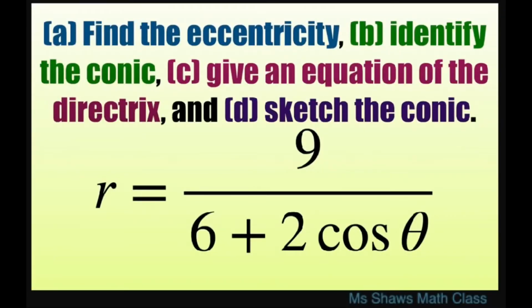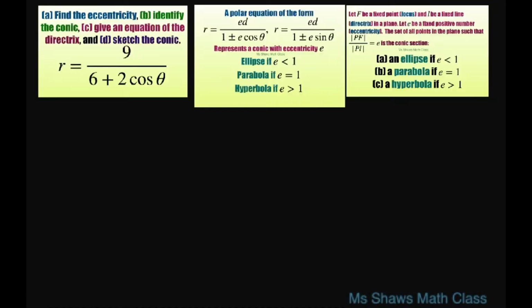Everyone, we're going to find the eccentricity, identify the conic, give an equation of the directrix, and also sketch the conic for r equals 9 divided by 6 plus 2 cosine of theta. Alright, so let's get started.